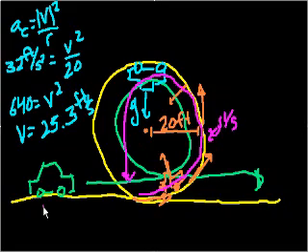Now, there's another question. What's going to happen if the car goes faster? What happens if the velocity is, and I'll do it in a different color, I don't know, 50 feet per second? So this is a super fast car.